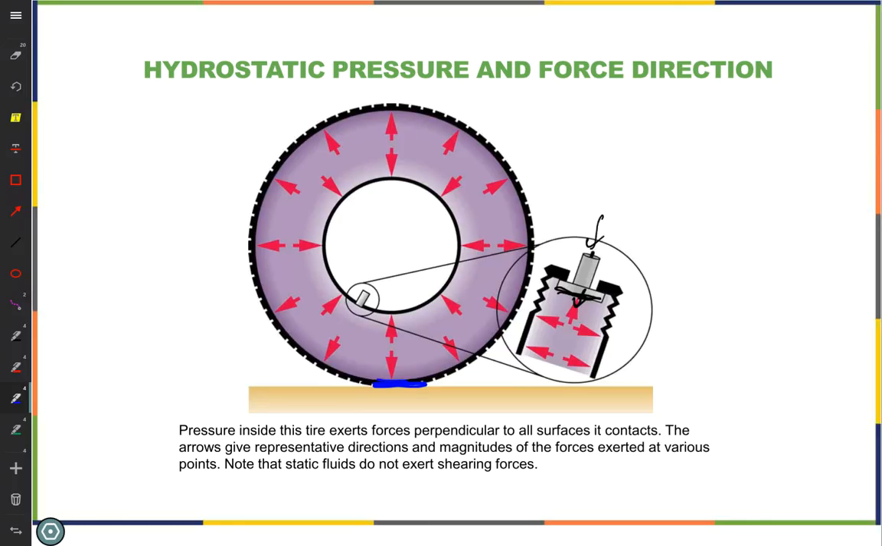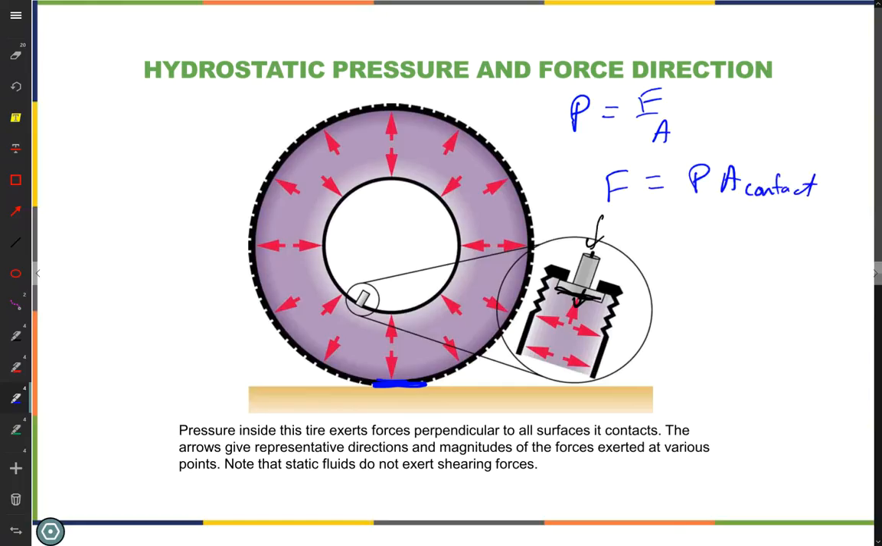So the road is putting an upward force on there, and the air inside has to be putting a downward force on that piece of tire that's going to balance the upward force of the road. Now, since pressure is force divided by area, the force that the air provides is equal to the pressure multiplied by the area of contact. So if a tire needs to support more force, that area of contact is going to have to get bigger, or of course, you have to have a higher pressure.